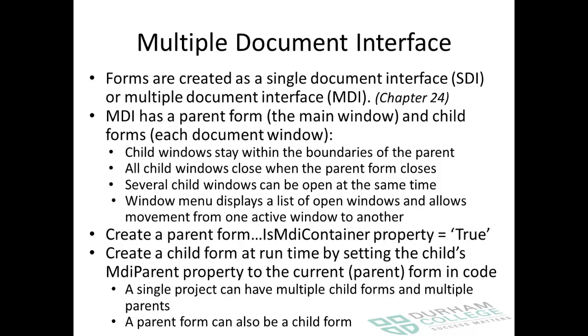MDI always has a single parent form, that main window, and then there can be any number of child forms. Just like with any productivity software and the Office software, those child windows, those document windows, are all bound by the outside frame of the MDI parent. You can have multiple children open at the same time, and there are a number of different window controls you can invoke when using an MDI parent so that you can arrange those open windows: tile vertical, tile horizontal, cascade, that sort of thing. That is also a requirement of Lab 5, and is covered in Chapter 24.